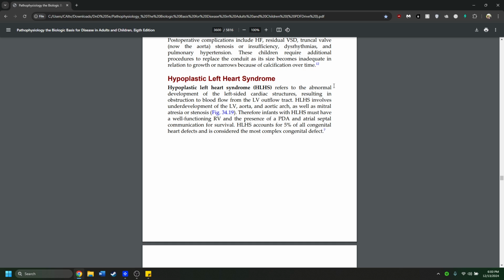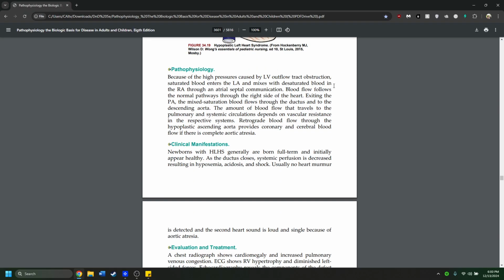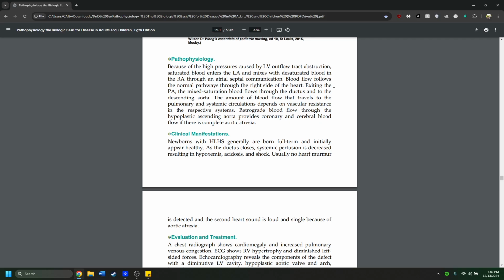Hypoplastic left heart syndrome accounts for 5% of all congenital heart defects and is considered the most complex congenital defect. Because of the high pressure caused by the left ventricle outflow tract obstruction, saturated blood enters the left atrium and mixes with desaturated blood in the right atrium through an atrial septal communication. Blood flow follows the normal pathway through the right side of the heart, exiting the pulmonary artery. The mixed saturation blood flows through the ductus and to the descending aorta.